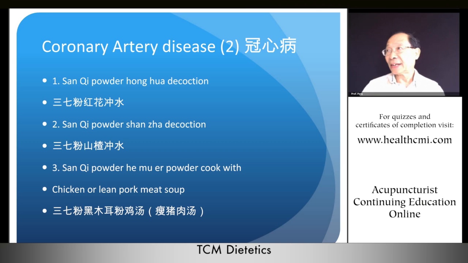Then sanqi powder again. So that will make the taste more attractive to the people, because they want to do it daily, basically. So Heimuer is extremely powerful. It's a blood thinner.